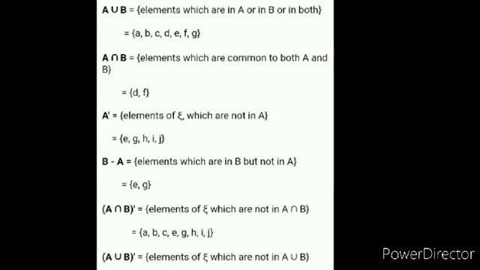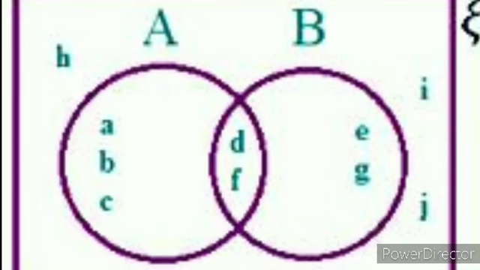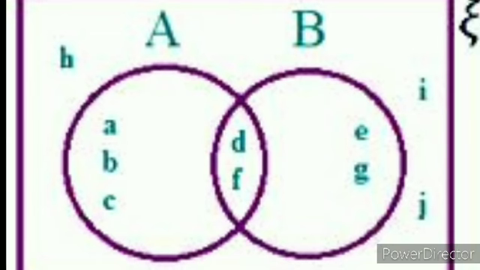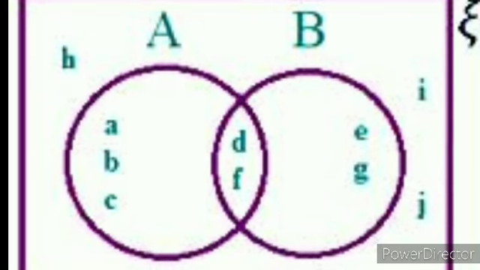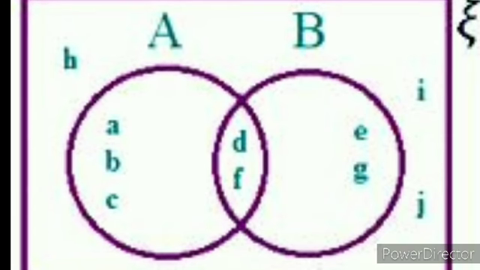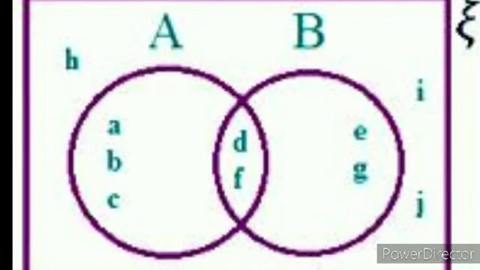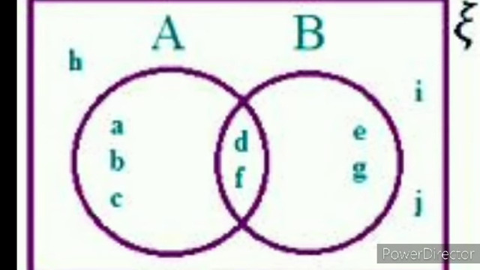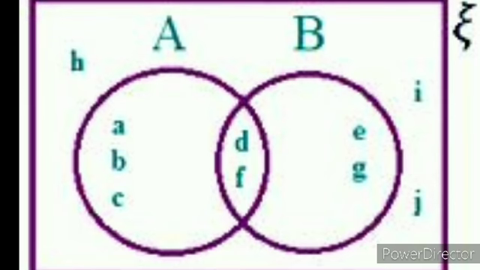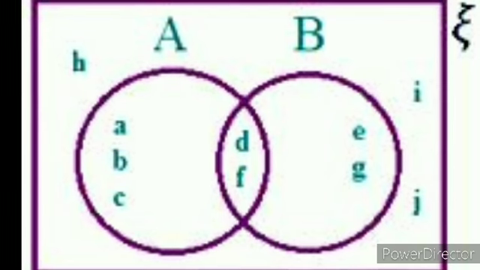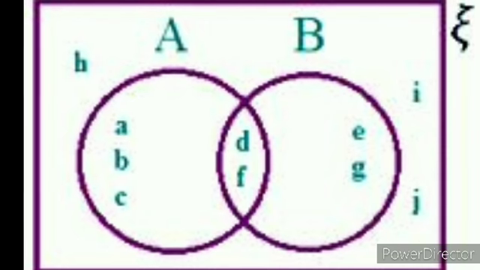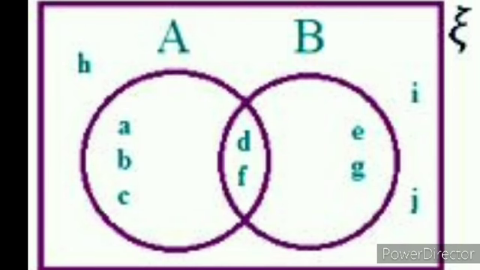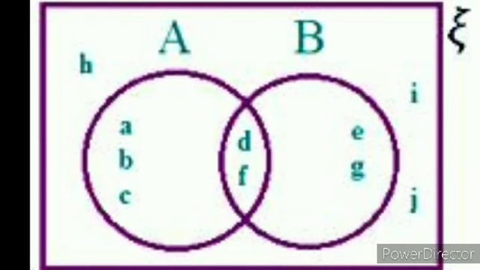We represent the Venn diagram like that. You see set A is equal to A, B, C, D, F and set B is equal to E, G, D, F in a separate circle, and D and F are common, that is why we overlap both sets and we write D and F there. And H, I, J are members of the universal set but not members of set A and set B, that is why we write H, I, J in the rectangle outside the circles.